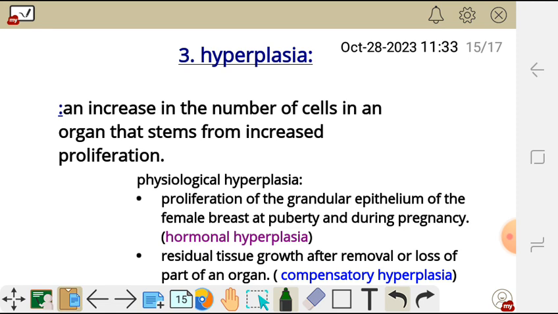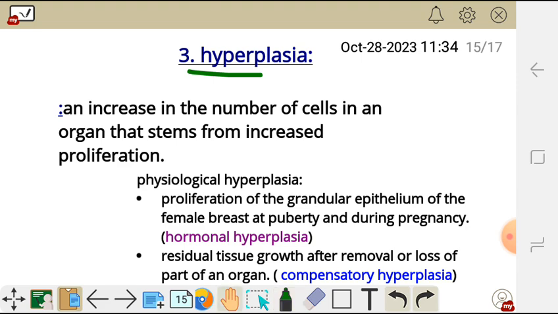Now let's move on to what we call hyperplasia. Hyper, also we are talking about the increase, and plasia is simply number. So here we are talking about the increase in the number of cells. An increase in the number of cells in an organ stems from increased proliferation. This increase should come from proliferation, where we have cells which are dividing and then the number of cells increases. That is what we call hyperplasia, and it can also be physiological or pathological.